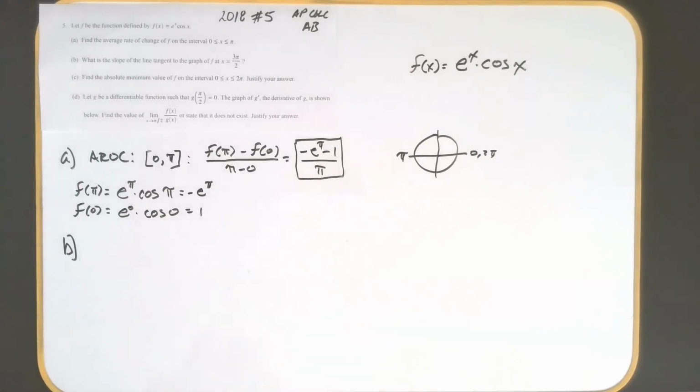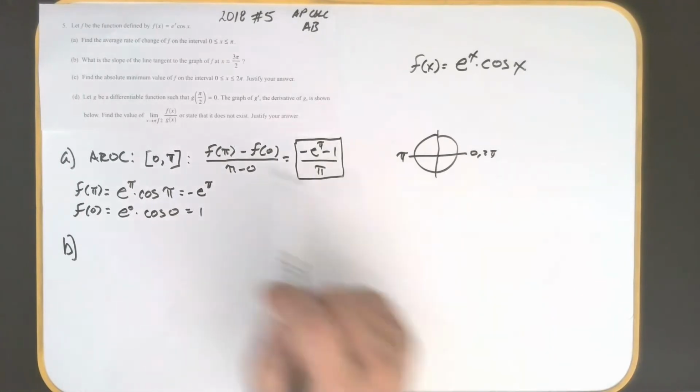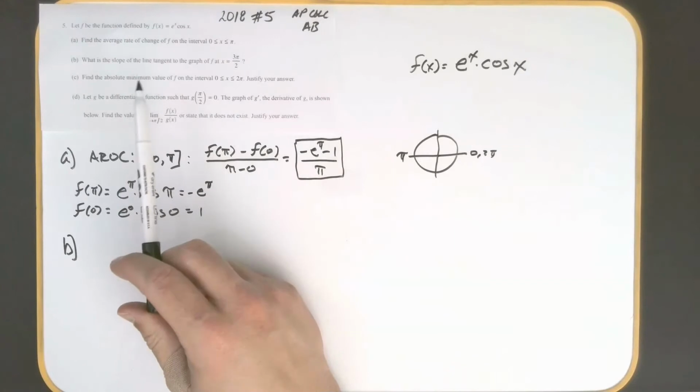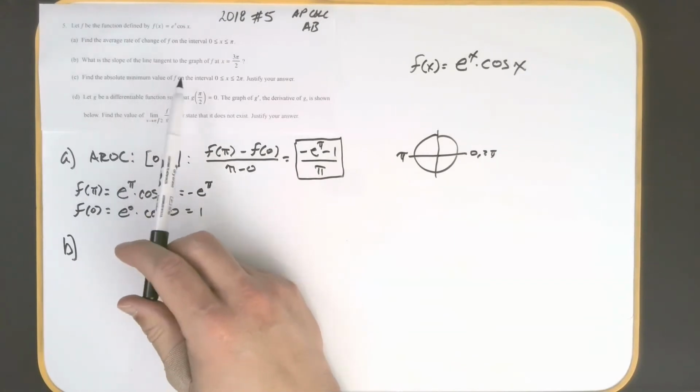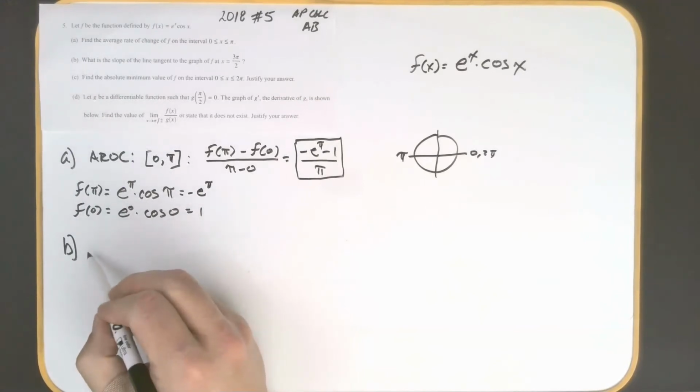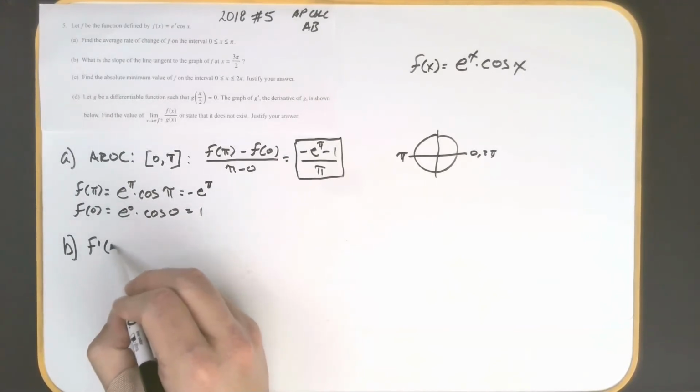All right, B. What is the slope of the line tangent to the graph of f? Well, this is testing you on whether you know what's a derivative. Derivative is the slope of the tangent. So this is saying, what's the slope of the tangent of that function, and they give you the x value. Another very easy question if you know your vocab.